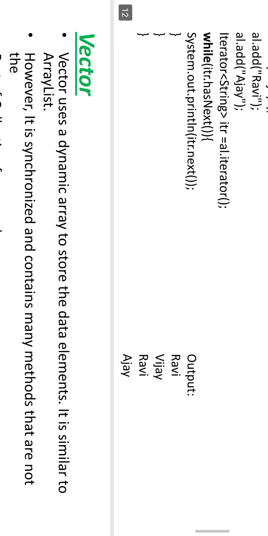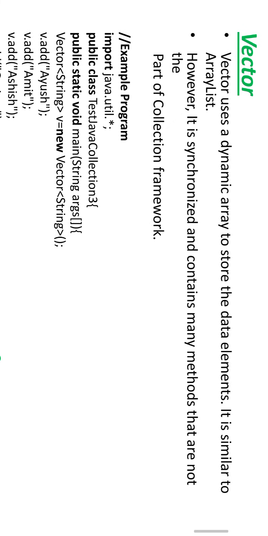And in the next slide, we are specifying one more type of collection, vector. Vector uses a dynamic array to store the data elements. Like array list, vector also uses a dynamic array. Dynamic array means we can store the elements dynamically at runtime. That we can call a dynamic array. It is also used to store the data elements.